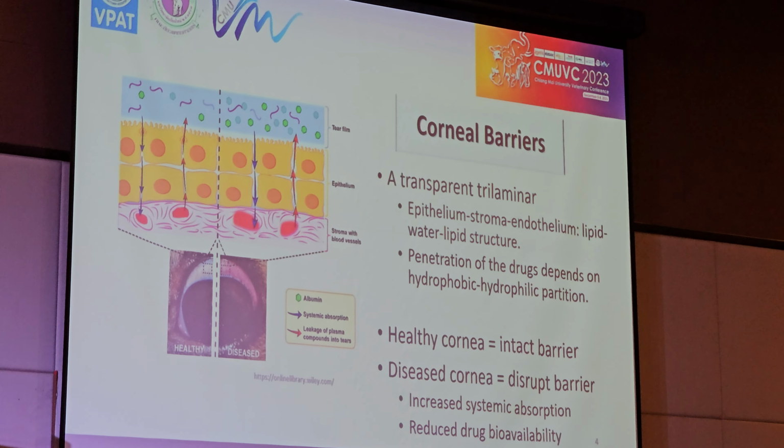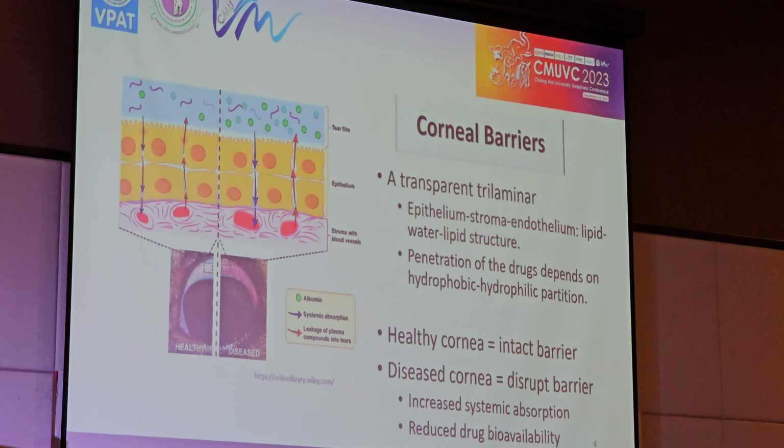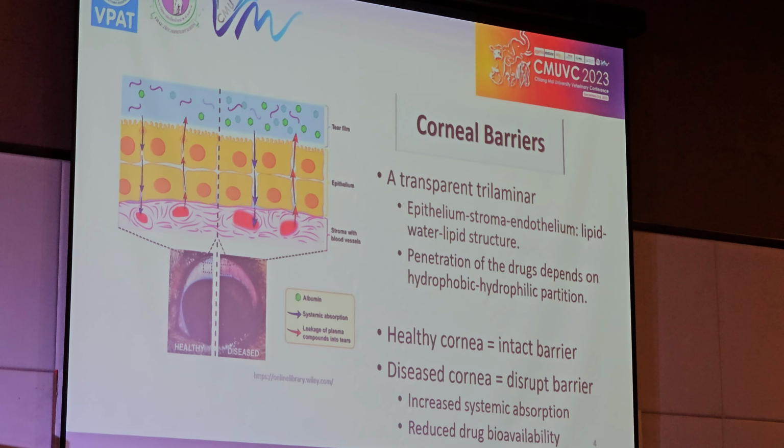The pictures depict the barrier of the intact, healthy cornea on the left, but in the diseased eye on the right, the barrier is disrupted, and therefore systemic absorption is enhanced from the greater conjunctival vascular permeability, or there is a reduction in ocular drug bioavailability due to drug-albumin interactions in the tear film.